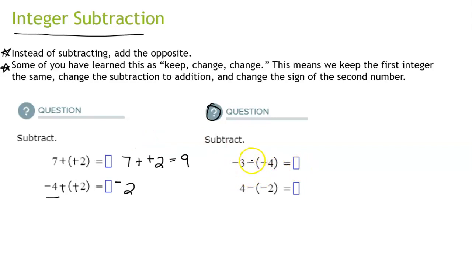You should have done keep, change, change. We add the opposite. The signs are different, so we subtract and keep the sign of the larger number. Keep, change, change. 4 plus 2 becomes 6. Notice that on this one and this one, we never change the sign of that first number. That one always stays the same. That's what the keep means.